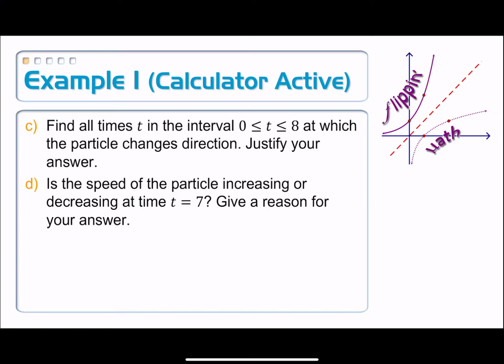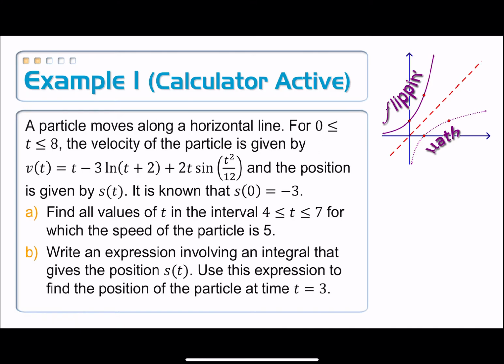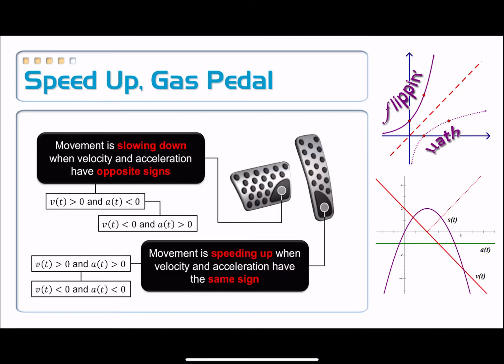Okay, part C, find all times t in the interval between 0 and 8 at which the particle changes directions. That's going to be easy. Justify your answer. And part D, is the speed of the particle increasing or decreasing at t equals 7, and give a reason for your answer. That's exactly what we talked about with those gas pedal and brake questions.